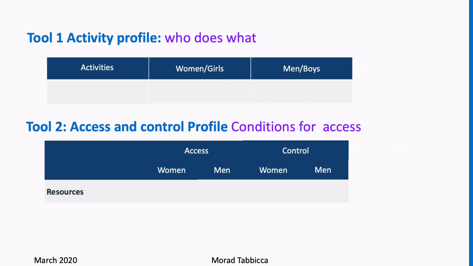Now, the second tool has to do with access and control. Now, you realize that even though women have access to resources, often they don't have control over the resources. For example, in Ghana, because of our land tenure system, men have control over land and most women do not have that kind of control. They have access to land to farm, but they do not have control over the land in terms of being able to use the land as collateral for loans, being able to sell the land if they want to make money. Their access to land is tied to use rights, basically.